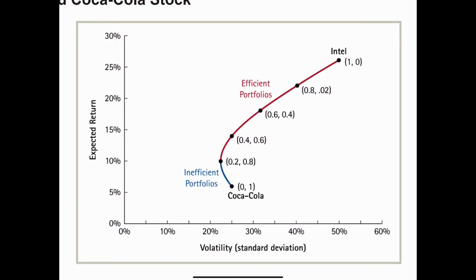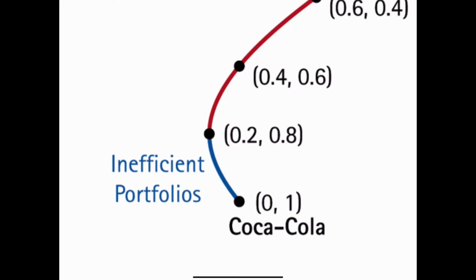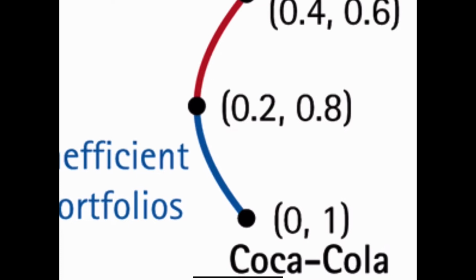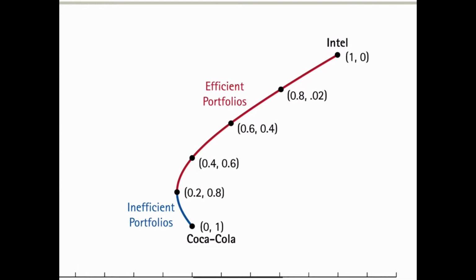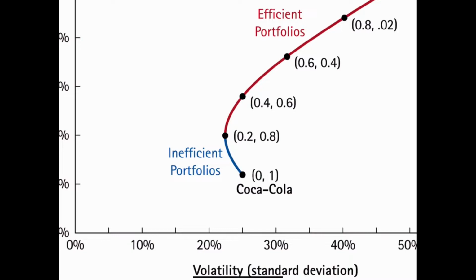Because given what you have with Intel and Coca-Cola, you really cannot get any better outcome than what's over here. Right? Let me repeat that again. This blue line over here represents the inefficient portfolios, which means the weight between 0 to 20% in Intel and the weight between 80% to 100% in Coca-Cola, those portfolios will be, relatively speaking, inefficient compared to these red lines over here, because you could do better by lowering your volatility or keeping the same volatility with a higher return.